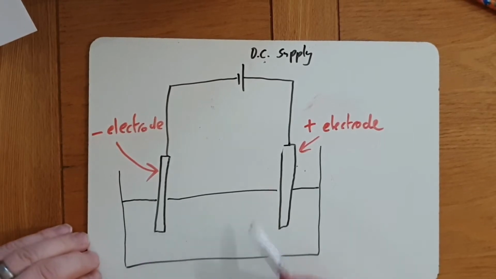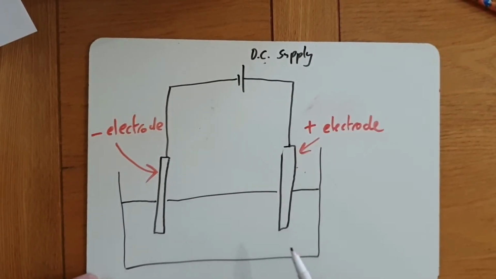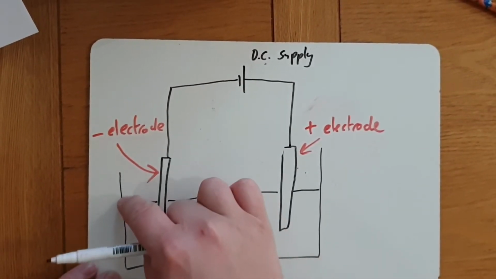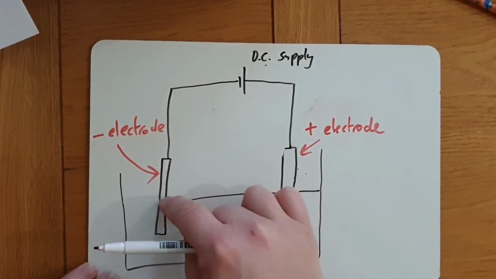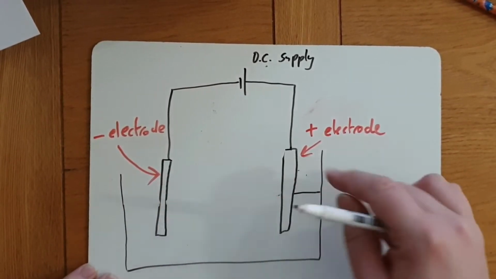And then this liquid, so this isn't a complete circuit at the moment. If I erase this, we've just got these two electrodes here, and it's not a complete circuit.